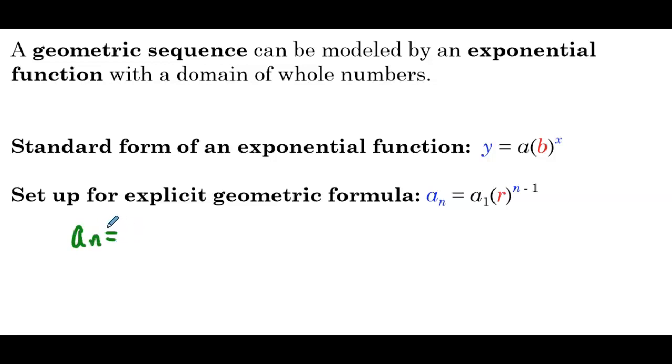So let's say we did just create the formula to be a sub n equals a sub 1 times r to the n. We just took everything in the exponential function and rewrote it using sequence notation. Well, if we plugged n equals 0 in, we would have r to the 0, which is 1, times a sub 1, which is a sub 1. Now that doesn't look right. Remember, this should be n comma a sub n. So if this is a sub 1, this should also be 1, not 0.